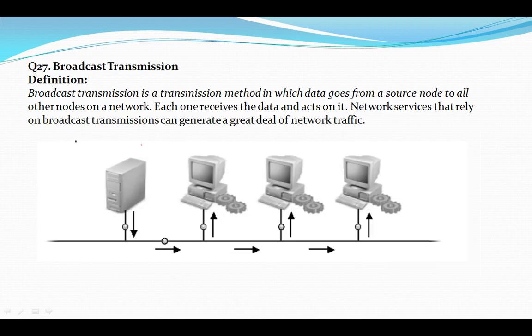Broadcast, now broadcast is one to many, or you can say group. Broadcast transmission is a transmission method in which data goes from the source node to all other nodes on the network. So it will go to all. From here, this data is going to all, here, here, here also.